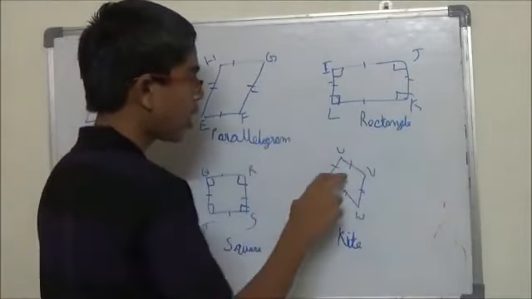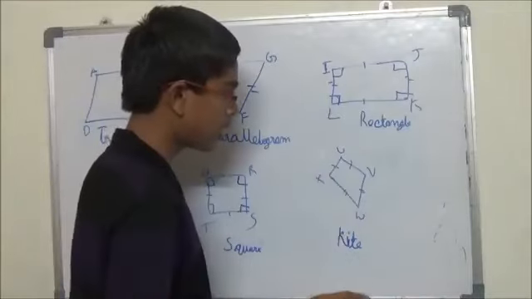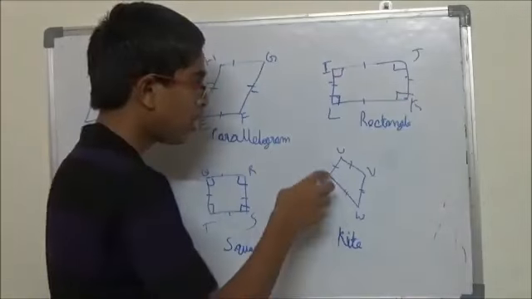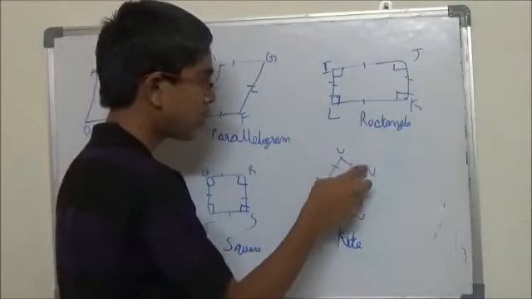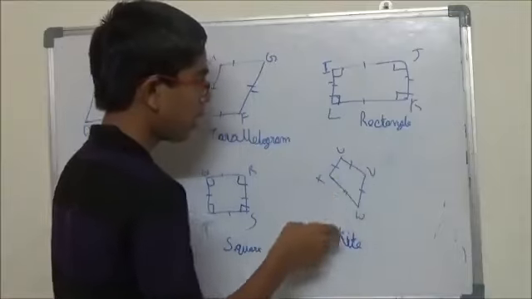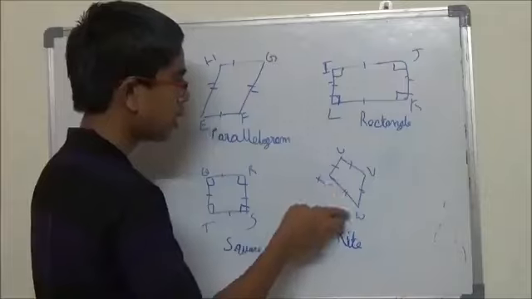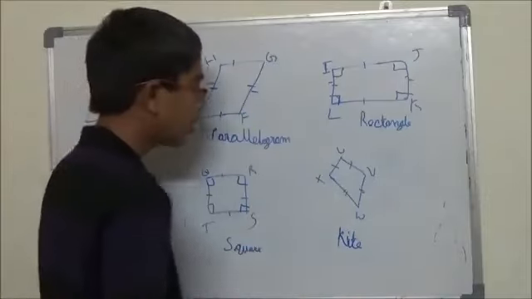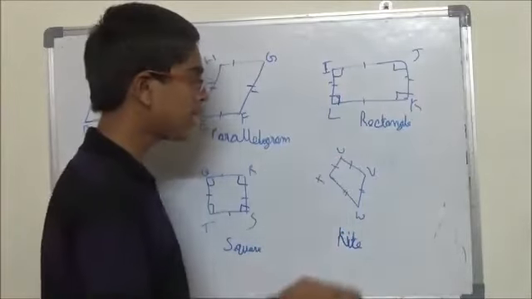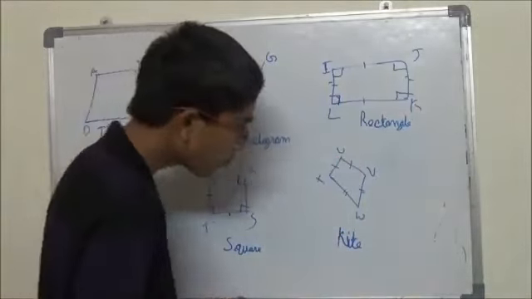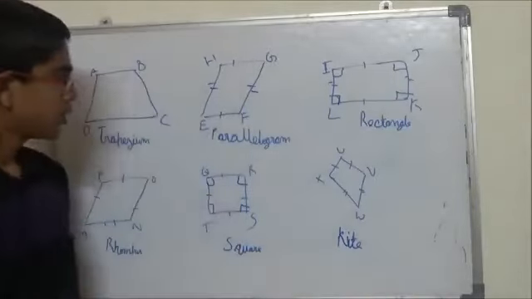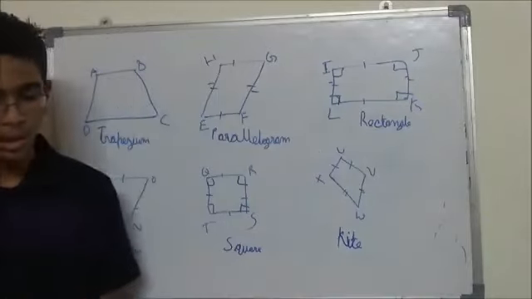It's a kite. In a kite, adjacent sides are equal to each other. I think you know what adjacent sides are. Adjacent sides are nothing but the sides which are side to side. For example, UX is an adjacent side to UV because they are side to side, and UV is an adjacent side to WV, and WV is adjacent side to WX, and WX is adjacent side to UX. Like that. The angles which are side by side are also known as adjacent angles, and the sides as adjacent sides. So this is what we talk about in this video.